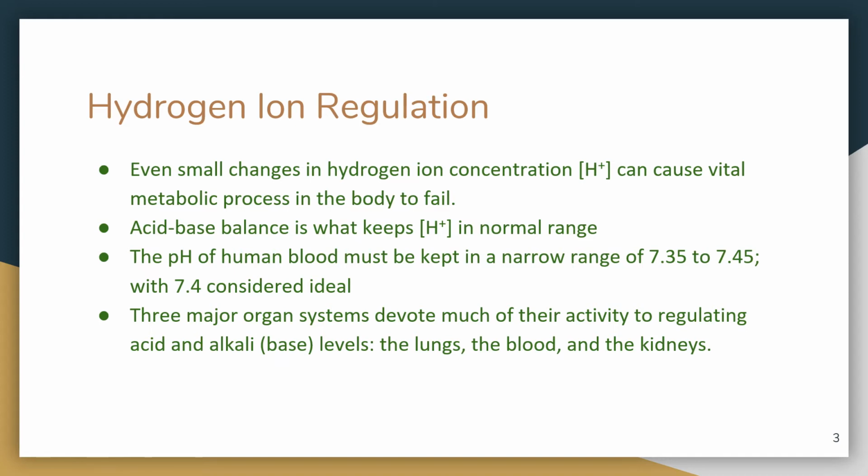So we have 3 major organs, basically, that help regulate this acid-base level. You might also hear base referred to as alkaline. So the lungs, the blood, and the kidneys. When you think of kidneys, kidneys are kind of in charge of the bicarb.